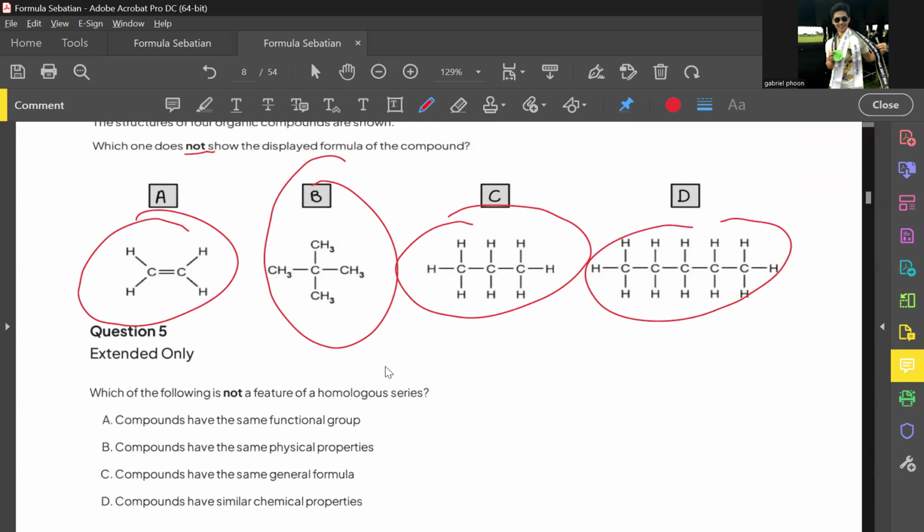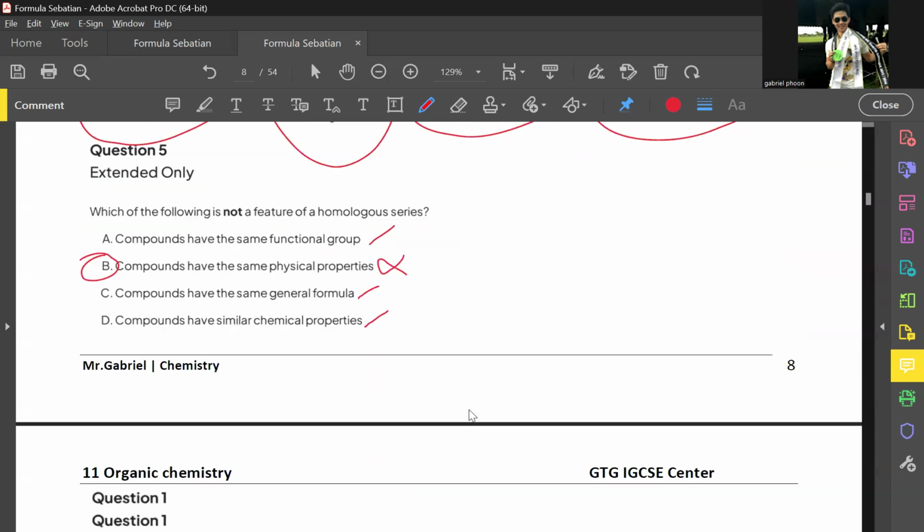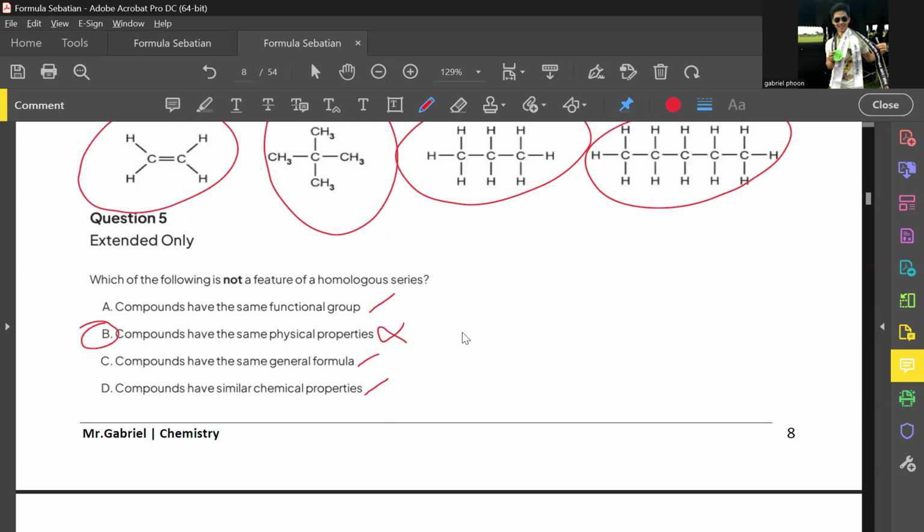Which of the following is not a feature of the homologous series? They have the same functional group. They have the same physical properties, no, but they do have a trend of physical properties that is predictable. They have the same general formula, and obviously they have the same chemical properties. So answer is B. For physical properties, remember, same homologous series, they have a predictable pattern, guys. They definitely do not have the same physical properties. For example, they could have increasing boiling point or decreasing boiling point, and so on and so on and so on.